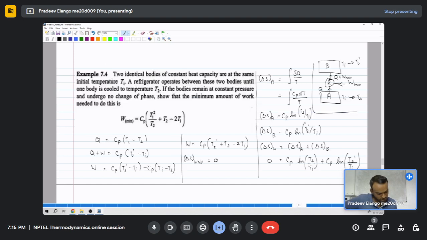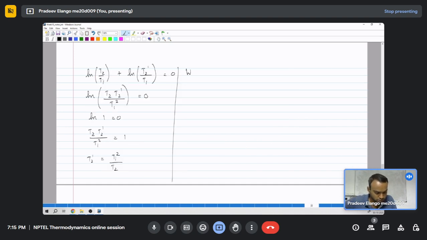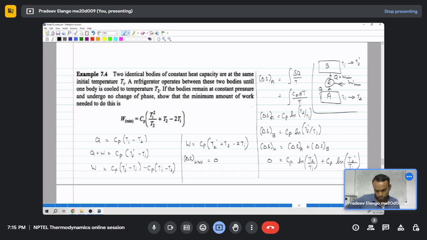Now we can put this in the expression for W min. So W min, we had Cp into T2 dash plus T2 minus 2Ti. So for T2 dash we can use this expression, that is Ti square by T2 plus T2 minus 2Ti. So this is the expression of W min, that is also the same as given in the problem.